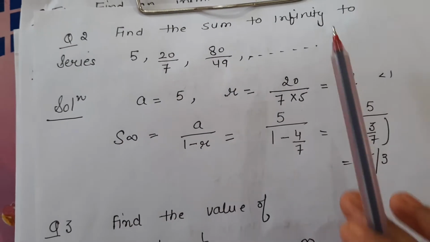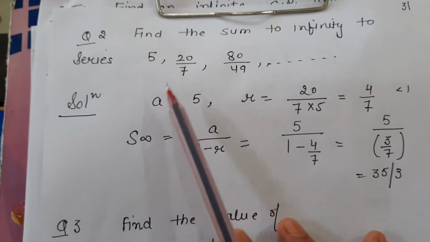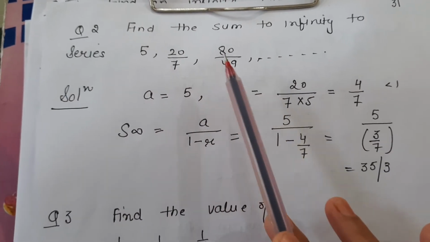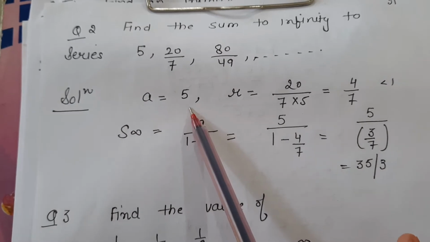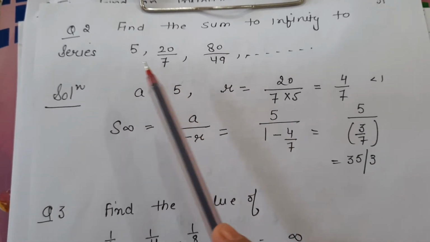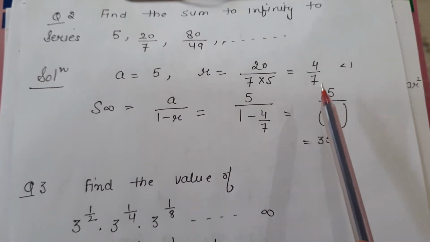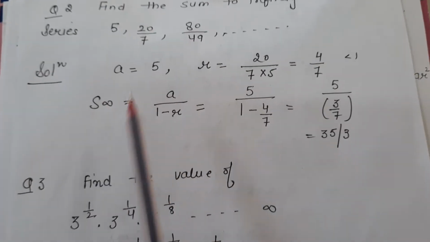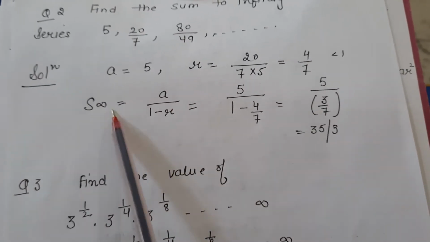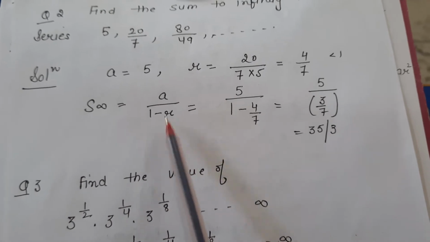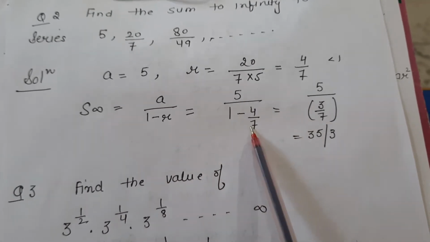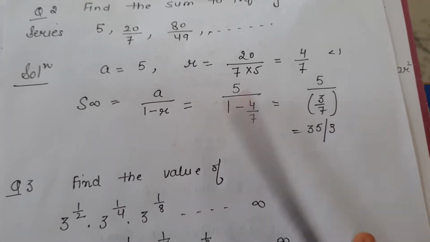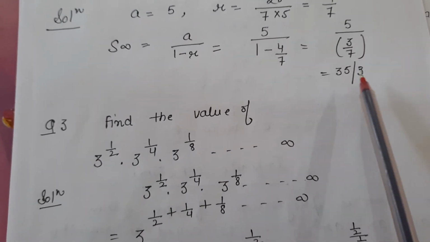Find the sum to infinity of this series. 5, 20 by 7, 80 by 49. The first term here is 5. The common ratio is second term divided by first term. That is 4 by 7. It's less than 1. So the sum S infinity is A upon 1 minus R. Put the values. Here take LCM. This is 3 by 7. On cross multiplication, your answer will be 35 by 3.